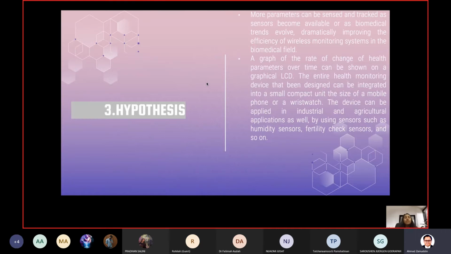The entire health monitoring device that has been designed can be integrated into a small concept unit the size of a mobile or wristwatch. The device can be applied in industrial and agricultural applications as well by using different sensors like fertility check sensors or humidity sensors and so on, where we can modify the module itself and make it an amplified version of a different module.